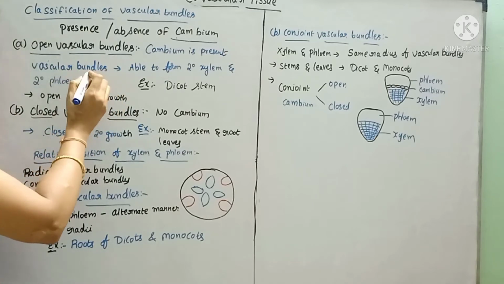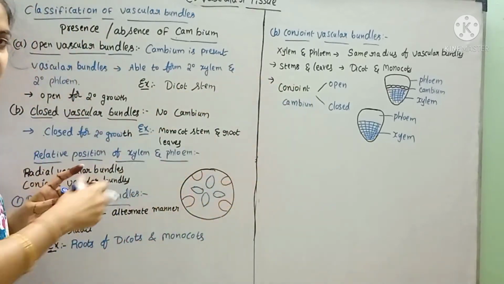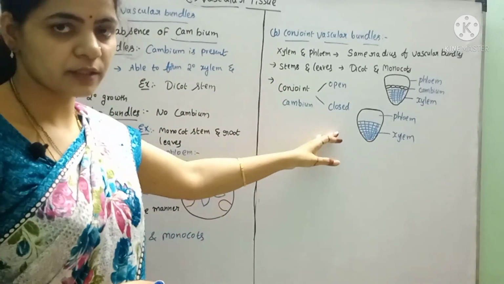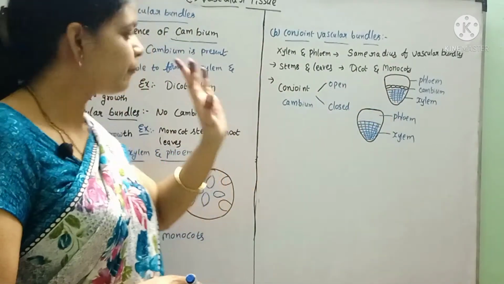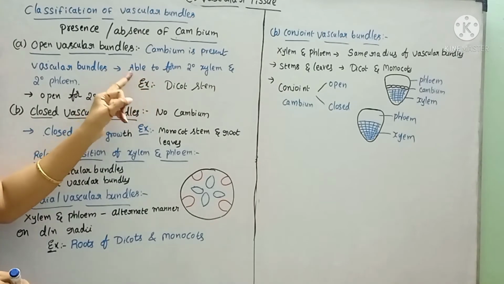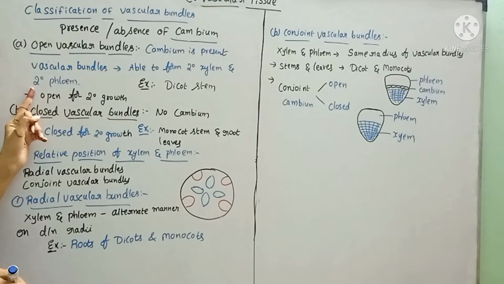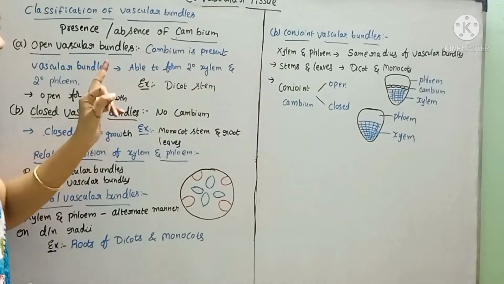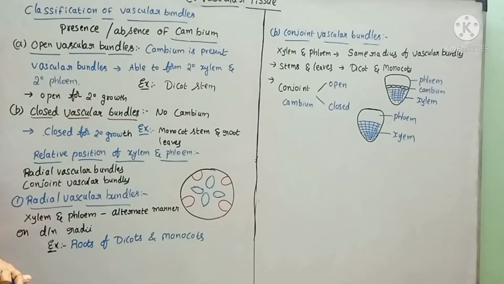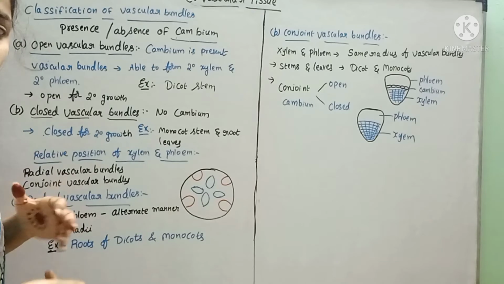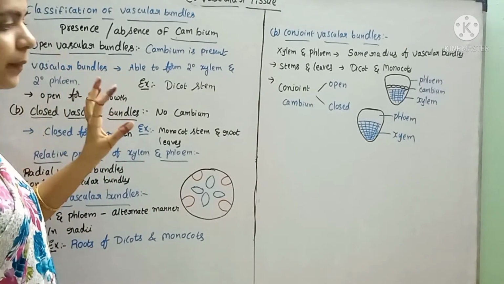In these open vascular bundles, because of the presence of that cambium, we have studied that the cambium will act as a meristematic tissue which is present between the permanent tissues, that is the xylem and phloem. So that cambium divides, and it is able to form the secondary xylem and secondary phloem. Because of the presence of that cambium in these vascular bundles, secondary xylem and secondary phloem will develop. That means the vascular bundle is open for secondary growth. That is called an open vascular bundle.